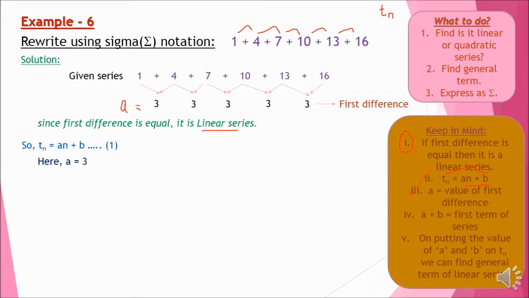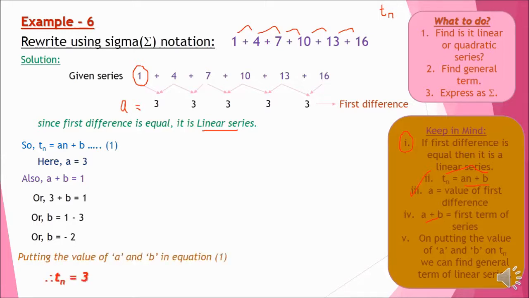Now after this you can say A plus B is equal to the first term of the series. The first term of the series is 1, so A plus B is equal to 1. We have the value of A, so we substitute the value of A as 3. Then on calculation B is equal to 1 minus 3, B is equal to minus 2. Now putting the values of A and B in equation 1, instead of A we put 3, instead of B we put minus 2. So 3n minus 2 is our Tn. So we have completed up to this step.